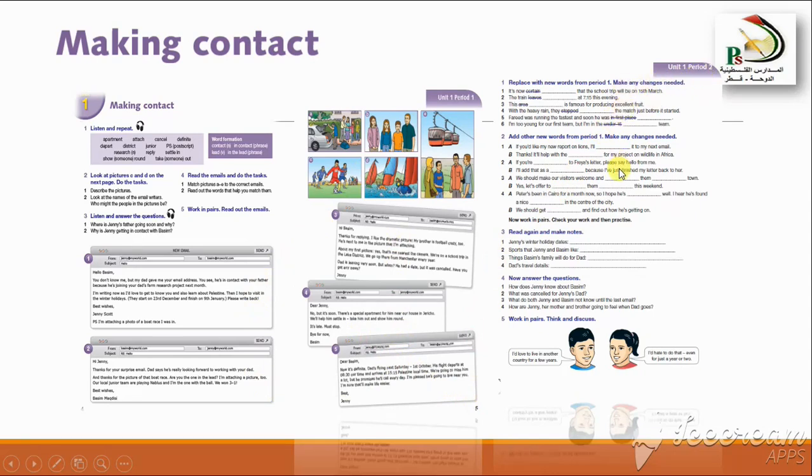Now, these two questions are about new words which we already took in period number 1, and these two questions, 3 and 4, are about this text. That's why I combined these two periods in order to make you understand better. Let's begin.